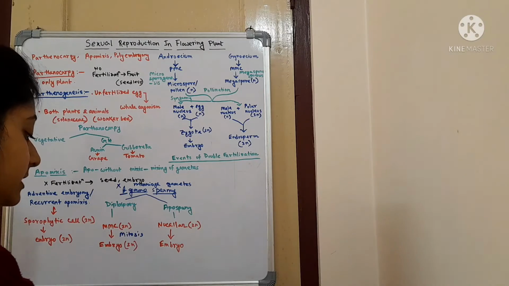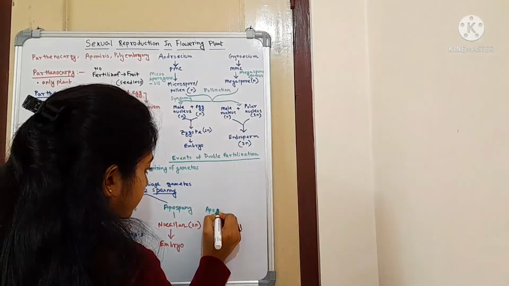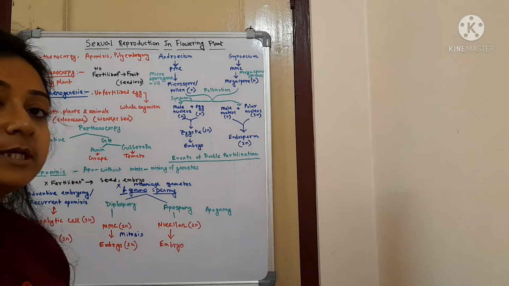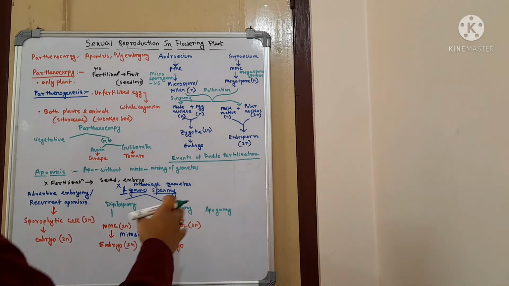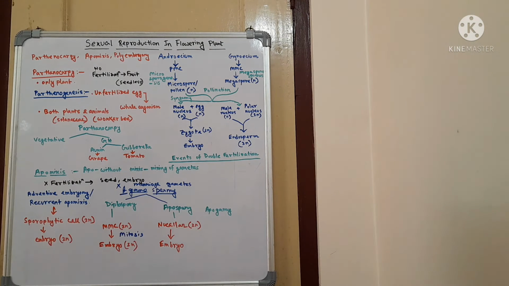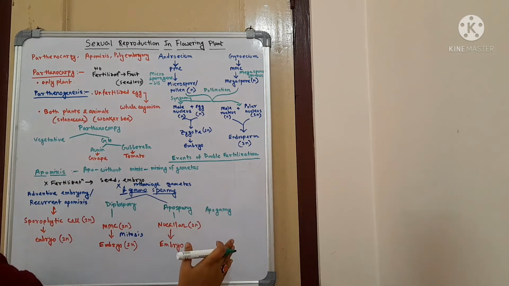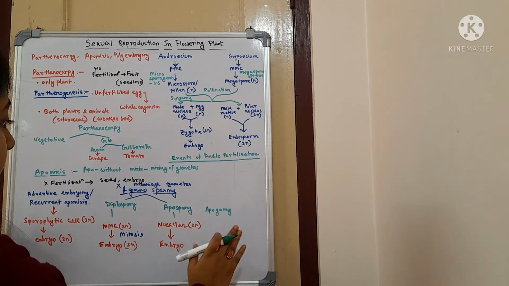Apart from these two types, there is also another type which is considered as apogamy. Here, from the gametophyte, without any meiosis, the sporophytic plant body is directly produced. From the gametophytic plant body, directly the sporophytic plant body will be produced. That is considered as apogamy. So these are the basic types of apomixis, that is, how seed formation can take place without fertilization. These are the different parts.